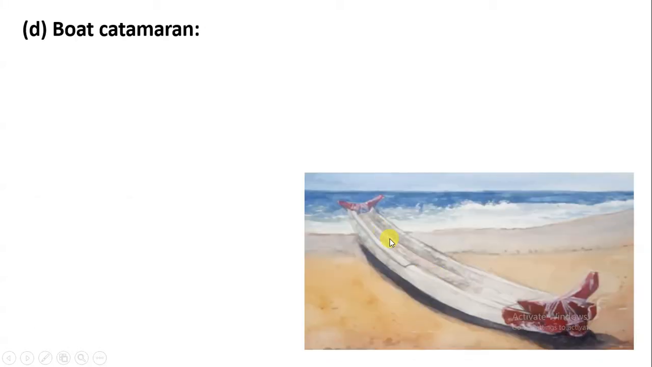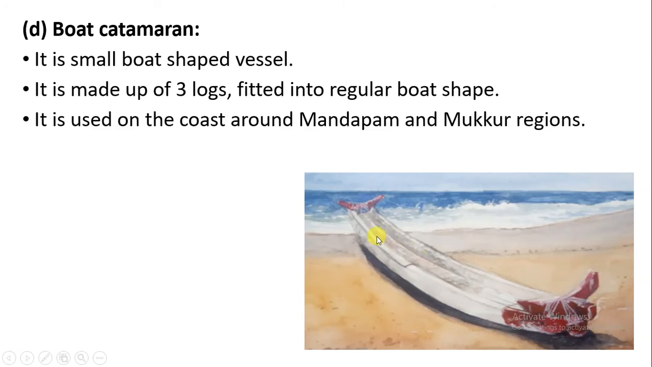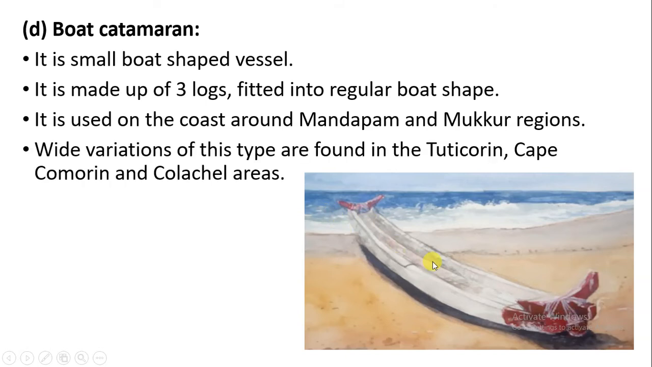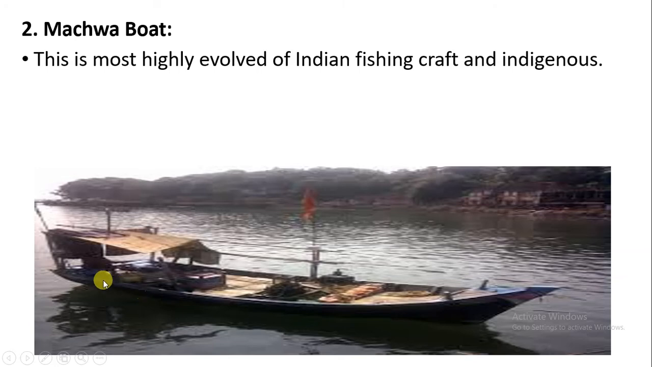Next comes the boat catamaran. This boat catamaran is a small boat-shaped vessel made up of about 3 logs fitted together, which gives a regular shape of a boat. It is used in the coastal areas around Mandapam and Mukkur region. There are variations in it too, such as the Tuticorin, Cape Comorin and also the Colachel areas.